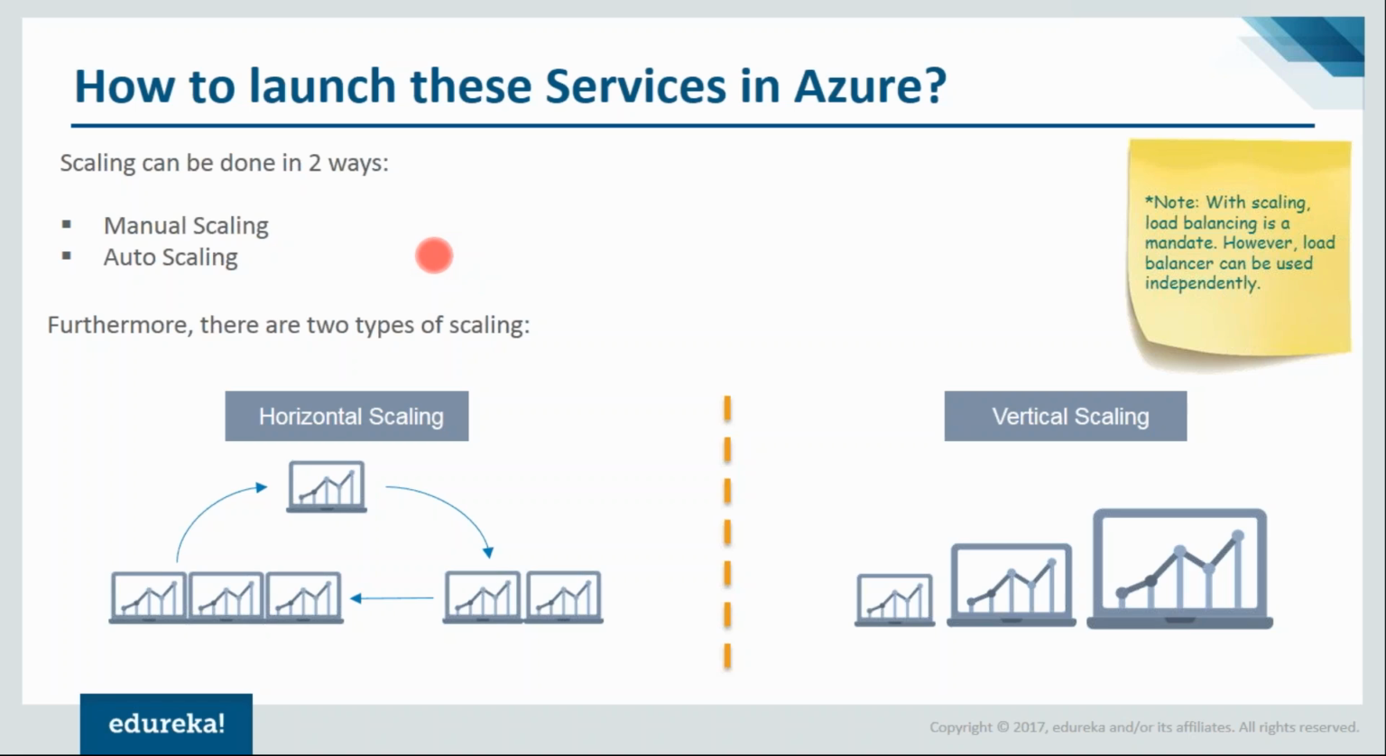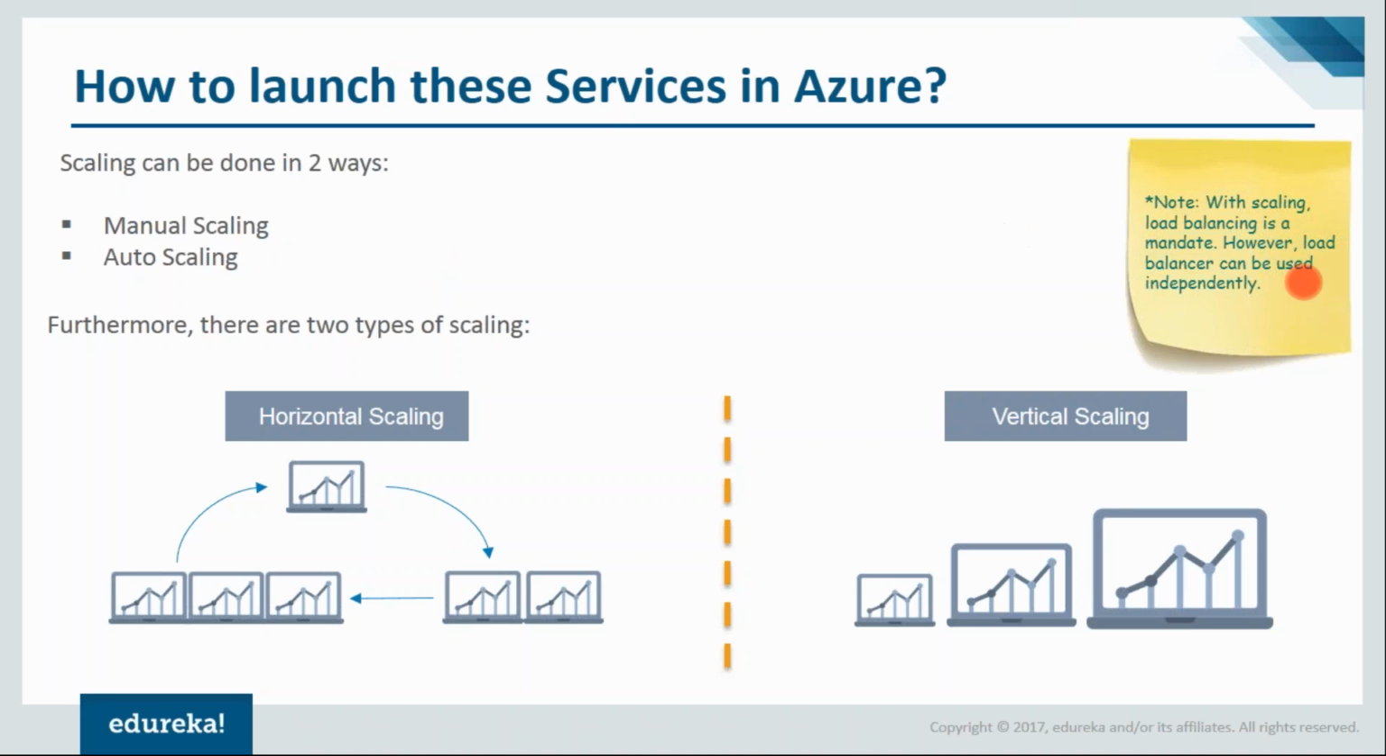Also, guys, when you are auto scaling, like I said, load balancing is automatically attached to it. So when you are auto scaling in a web app, you don't have to configure the load balancer. The load balancer is configured and set automatically for you to be used. Because it doesn't make sense to use auto scaling and not use a load balancer. That is the reason Azure has automated the process of attaching a load balancer when you're using auto scaling.